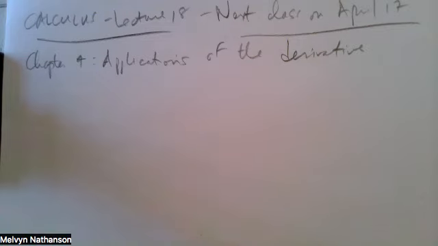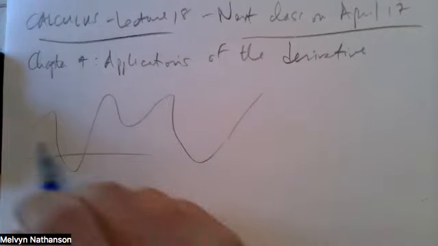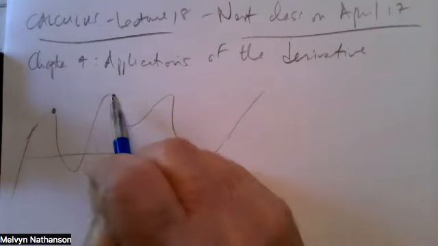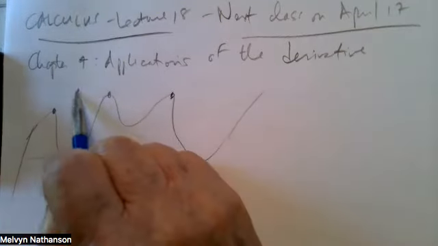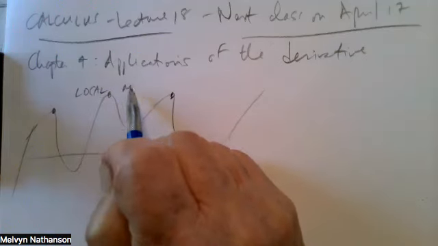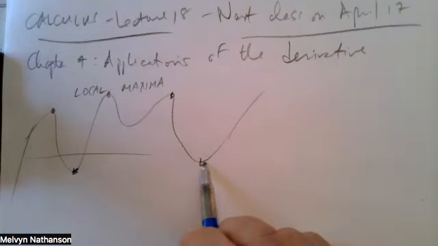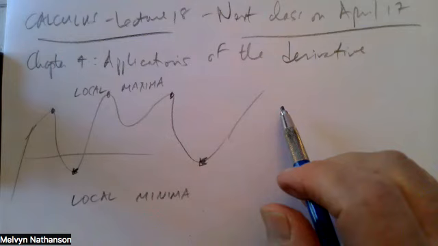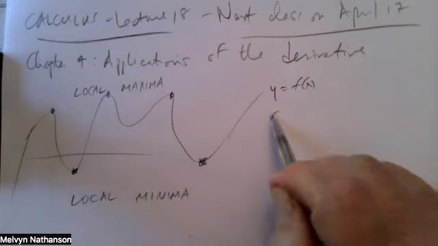So if you have a function whose graph looks like this, points like these are called local maxima. And points like these are called local minima. And suppose this is the graph of the function y equals f of x.